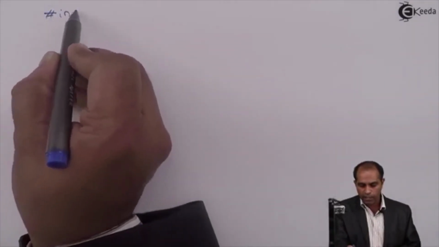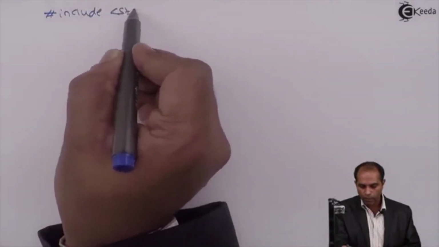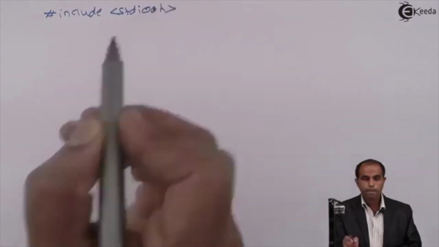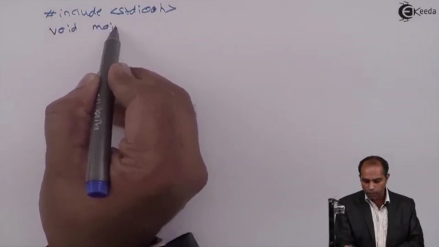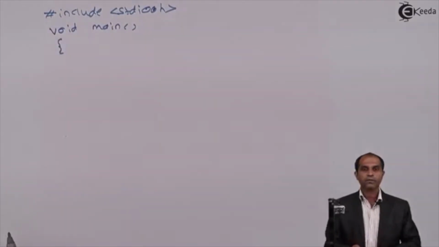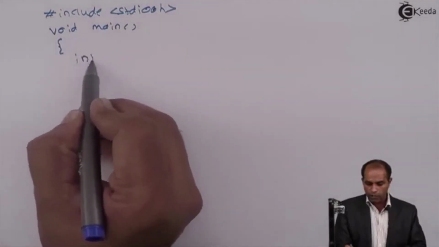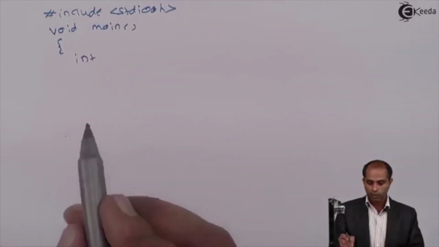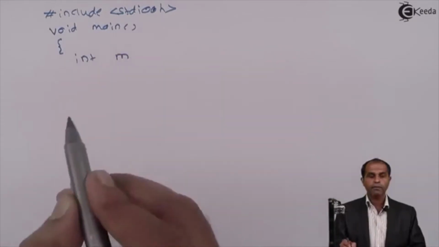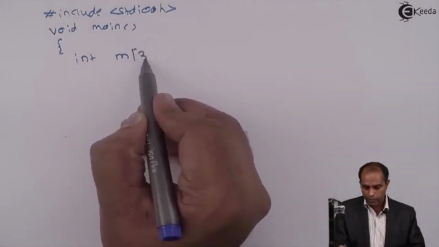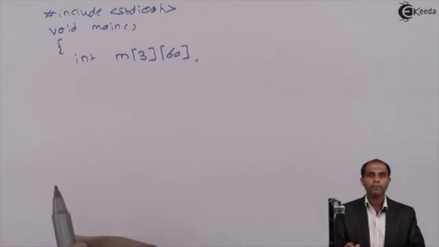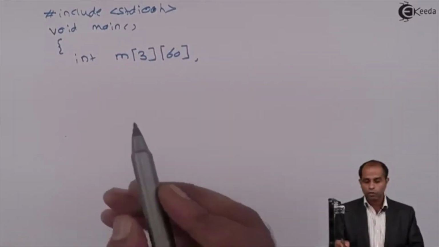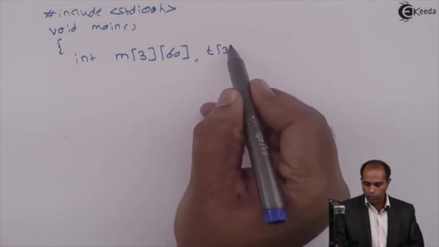So as usual, I'll have the header files. I'll say hash include. Now I'll have the main function. Now in this main function, I'll read these values. Before I read the values, I need to declare a two-dimensional array to store the marks. So let me declare a two-dimensional array as M. How many subjects are there in total? 3 subjects. And how many students are there in total? 60 students. To calculate the total and store it, I'll declare one more array called T of 3.